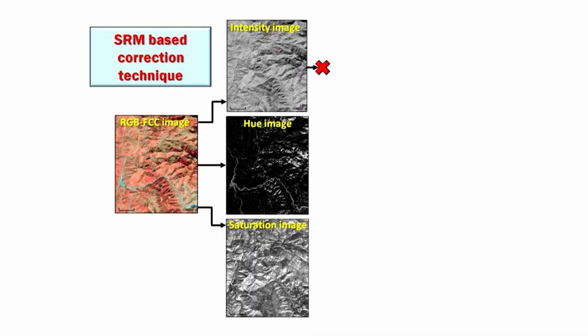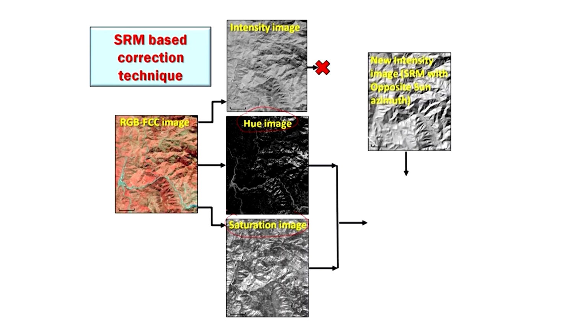Now what we did, we got rid of this intensity image, because as you can see it is suffering from FTPP, and the other two images of the IHS transform, hue and saturation, continue in our processing. The intensity image was replaced by a simulated image created using a digital elevation model, and this image is called a shadow relief model, for which, as per our requirements, we can create our own illumination source rather than depending on the natural illumination source, which is the sun.